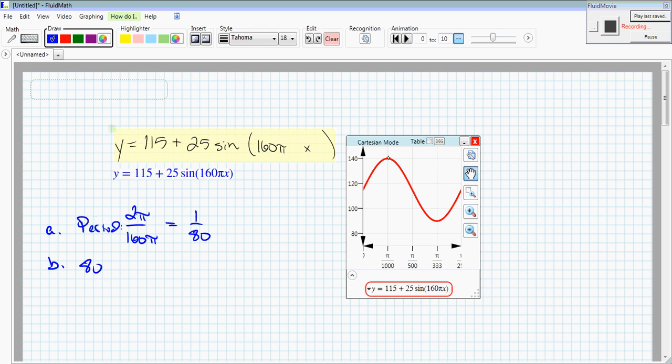Using our calculator, second calc, max, I can't tell what that value was, I think it moved on me. The program's not behaving, but if you were to take a look here on your graphing calculator, change your window accordingly. Again, second calc, max and min, left bound, right bound, guess. What you're going to see is the maximum pressure is 140 over a minimum pressure of about 90.